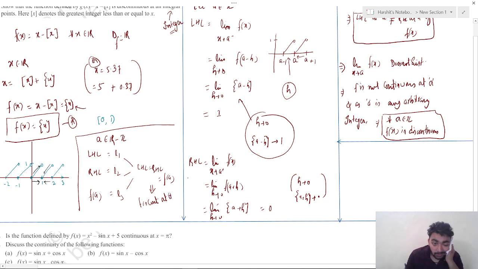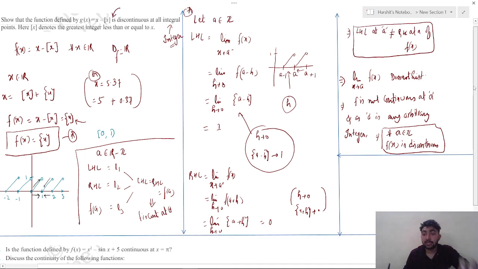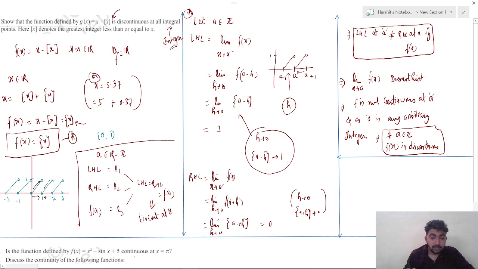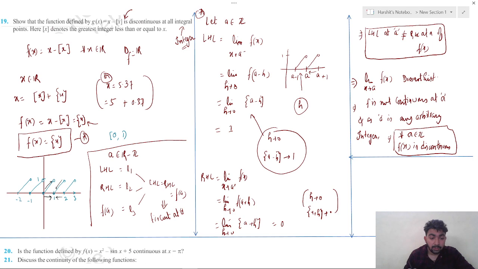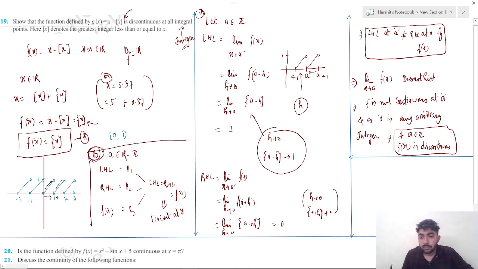So like that we need to do for the non-integer points, because we need to prove that they are continuous, just as at the integers. So I hope you understand this complete question, what we need to do. This is your B part which we need to do. So that's your homework.